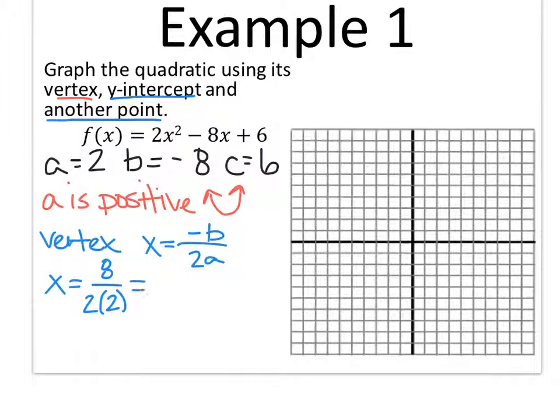So you can either plug all this into your calculator at once or work it out one step at a time. I'm not going to do anything with 8 yet, but I know that 2 times 2 is 4. And in this problem, 8 divided by 4 is 2. So the x value for my vertex is 2. So I'm going to use that to figure out the y value. So I'm going to take 2 and plug that into the equation.